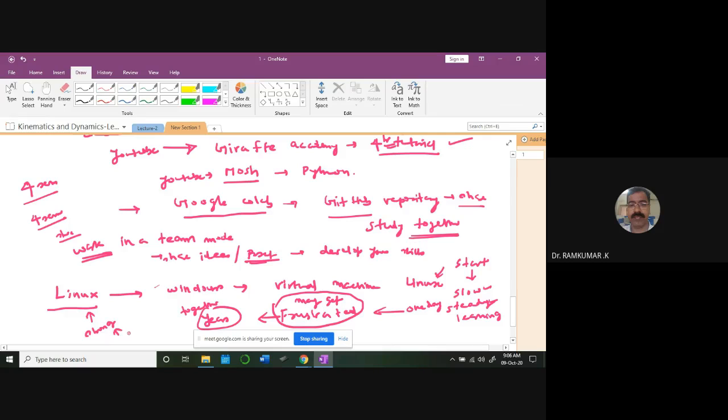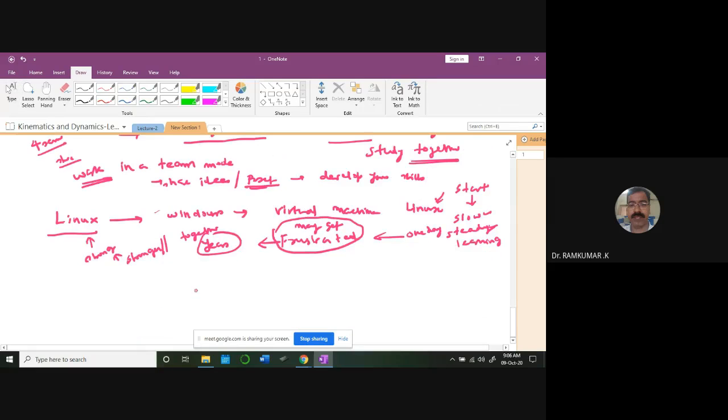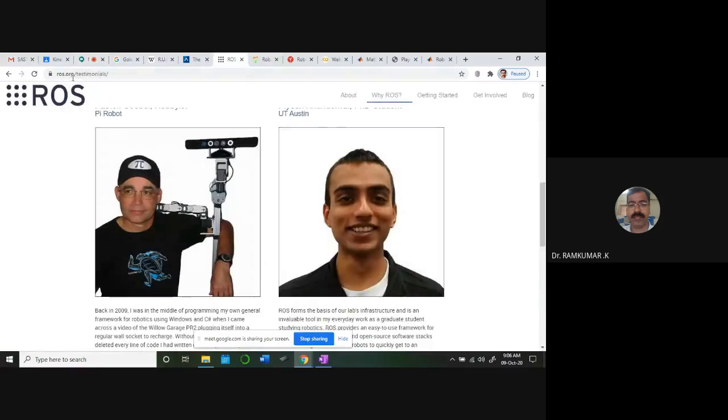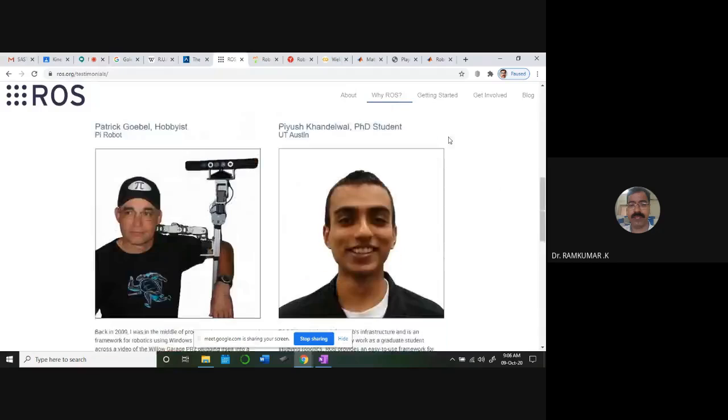The open source community is becoming stronger and stronger, so we need to capture this strength for our benefit. Particularly when it comes to robotics, we have a tool called ROS, Robot Operating System. It's a very powerful tool, and I've been learning this for some time. I will show you the website. Just type in Google ros.org, and go through this website.